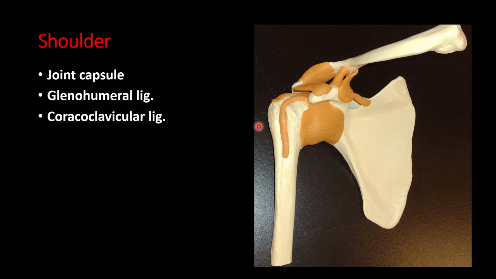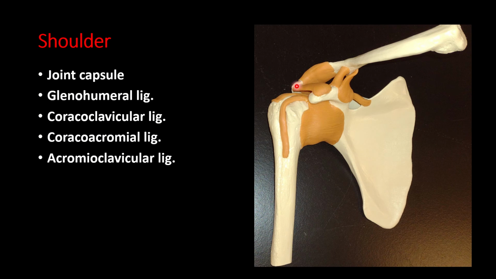Then is the coracoclavicular ligament. So if you find coracoid process and then you find the clavicle, then these two are the ligaments there. This is the trapezoid ligament, and this is the conoid ligament, both of them together. That is the coracoclavicular ligament. Then is the coracoacromial. So this is the coracoid and this is the acromion, so this is the ligament. And then is the acromioclavicular. So this is the acromion, this is the clavicle, so this is the acromioclavicular ligament.